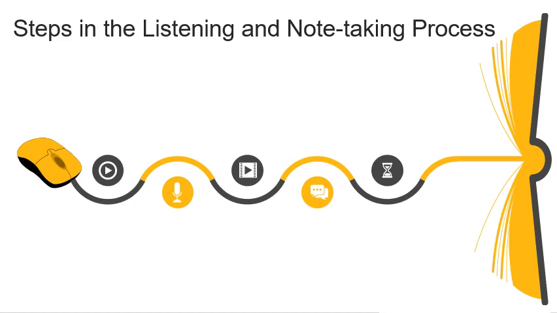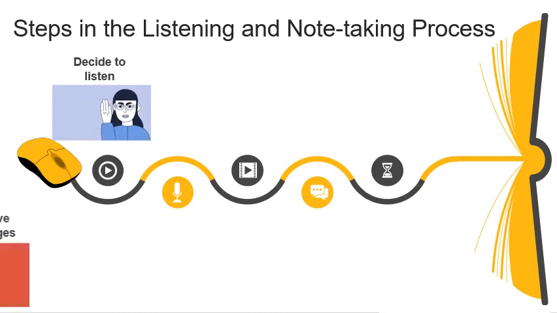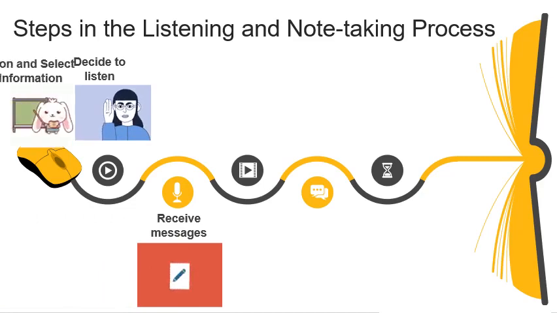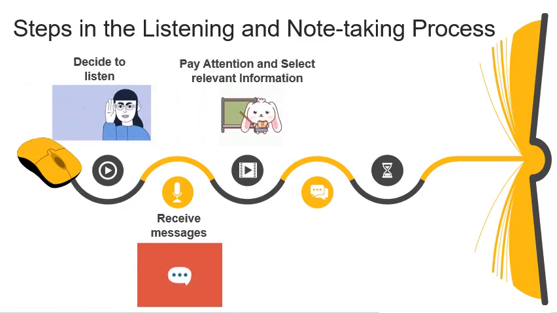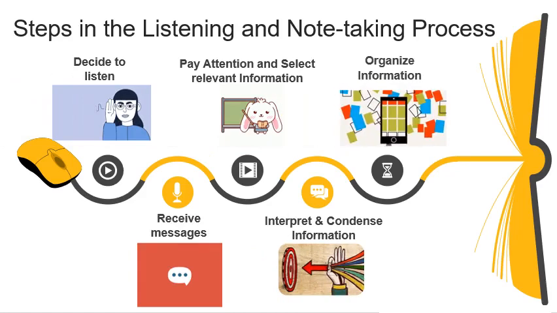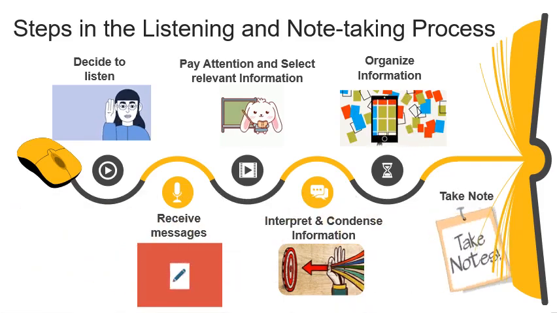What are the steps in the listening and note-taking process? First, decide to listen. From listening, you're able to receive the message accurately. You need to pay attention and select relevant information only. The information that you get must be interpreted and condensed the right way. And then you need to organize the information that you have. Finally, take notes using an appropriate method.